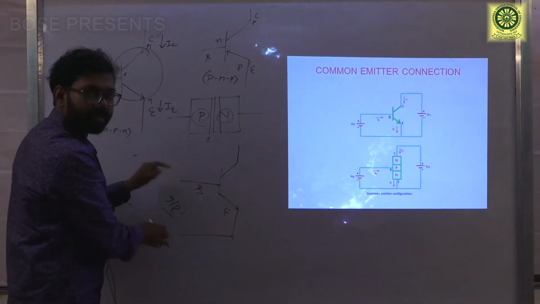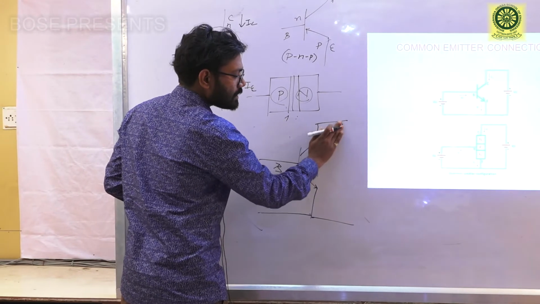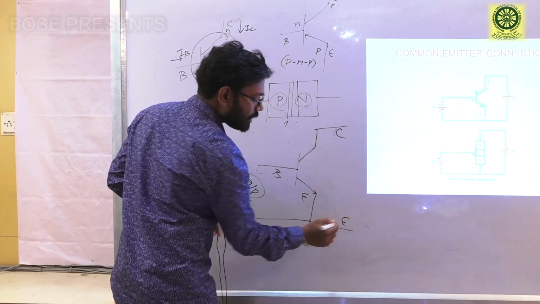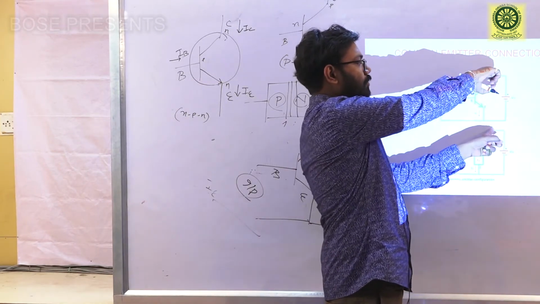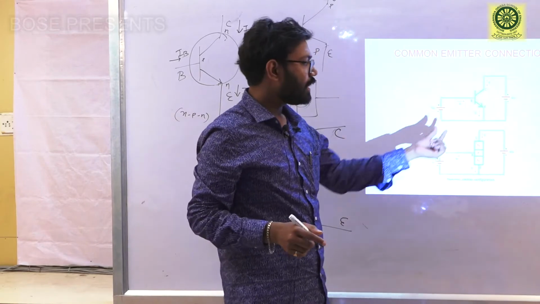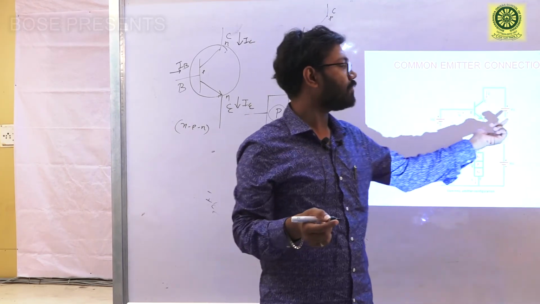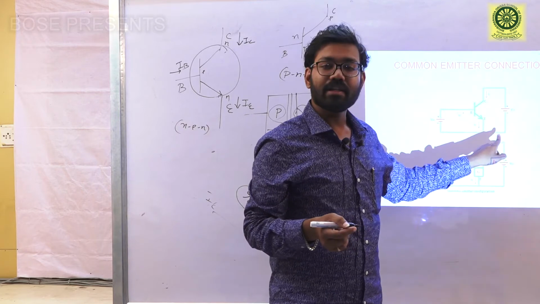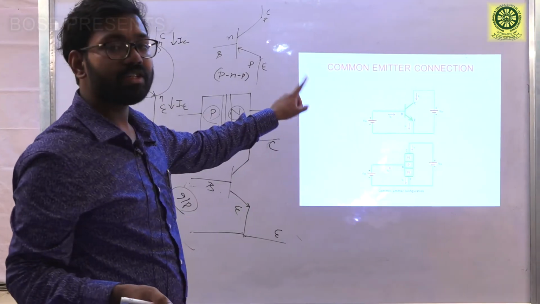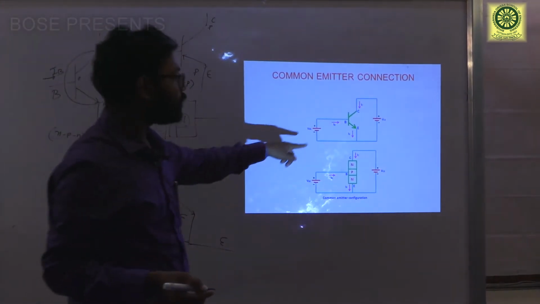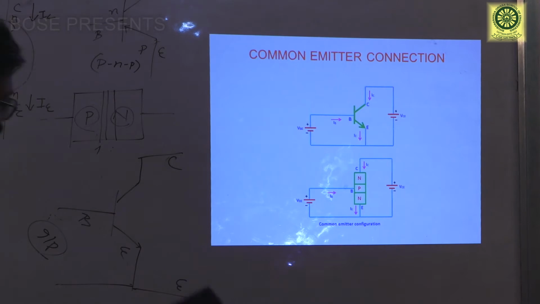So here is the input, and we are taking the output between collector and emitter. This is the collector terminal and this is the emitter. So the emitter is common to both. When we are giving input, the emitter is present, and when we are taking output, the emitter is also present. So the emitter is common to both input and output. This configuration is known as common emitter configuration. Here we have taken an NPN transistor. We can also take a PNP transistor.